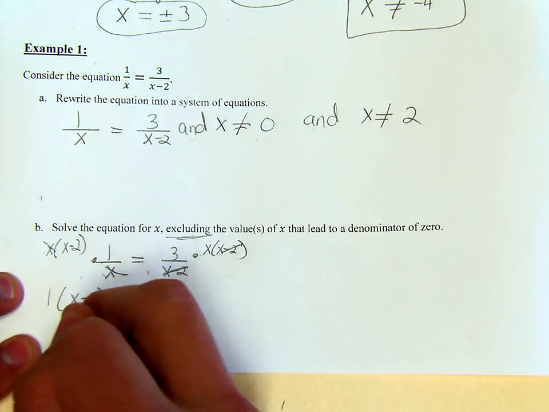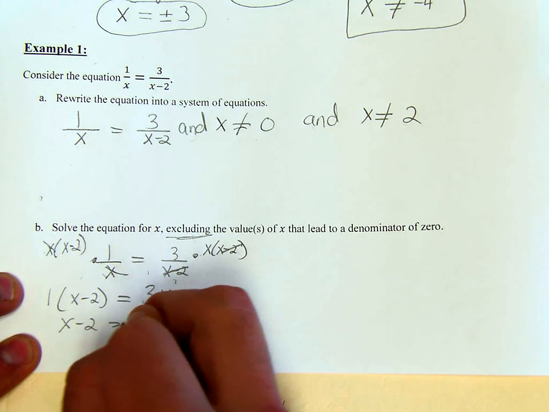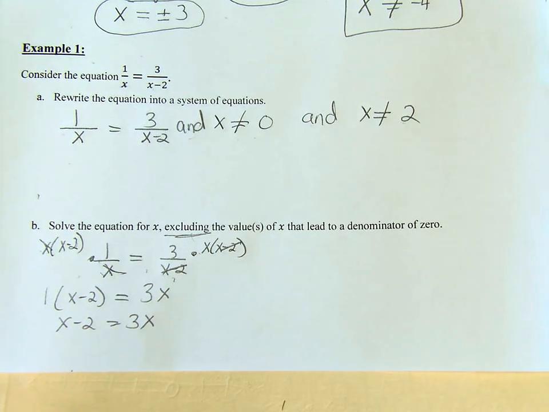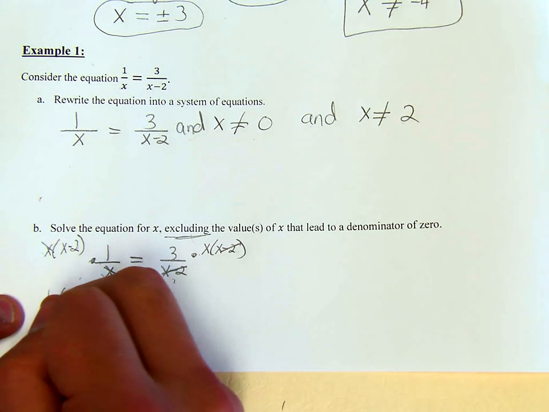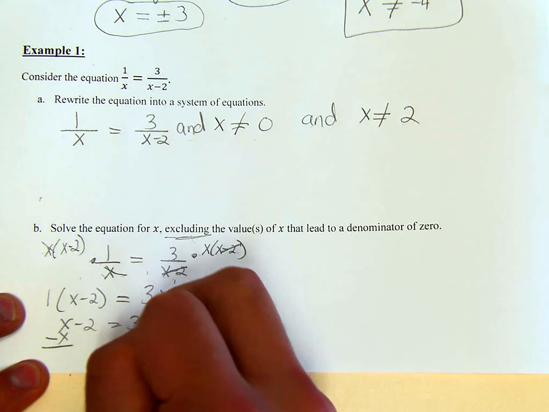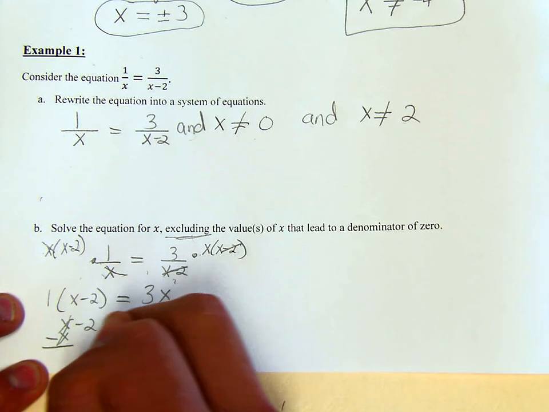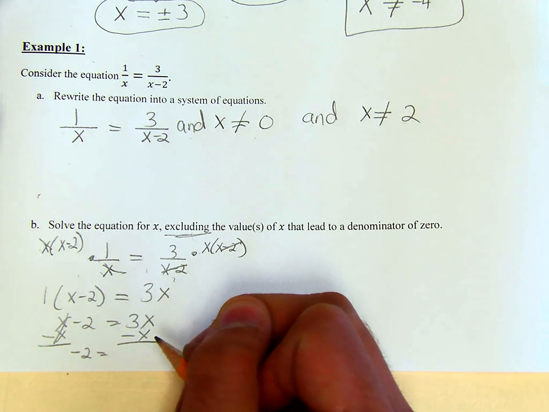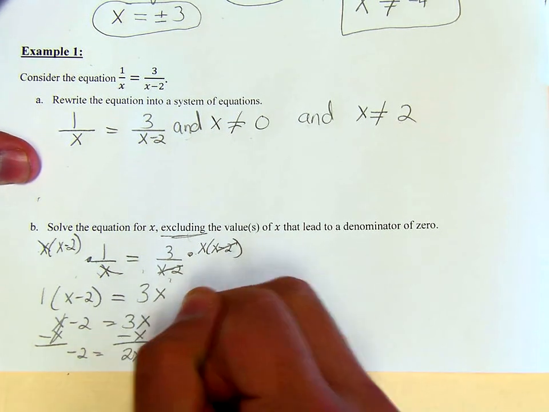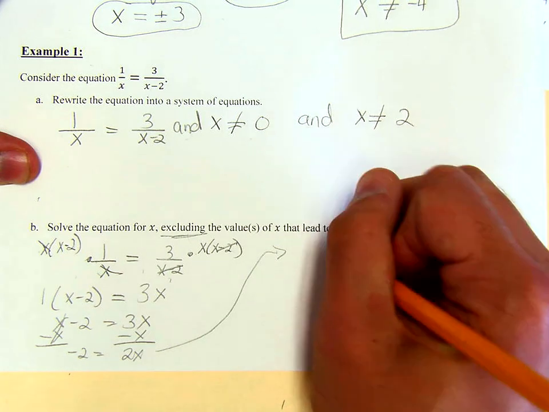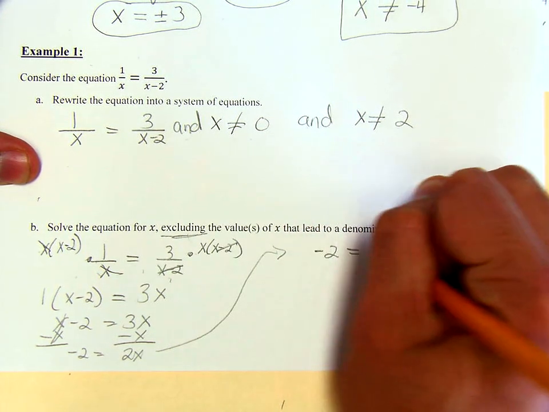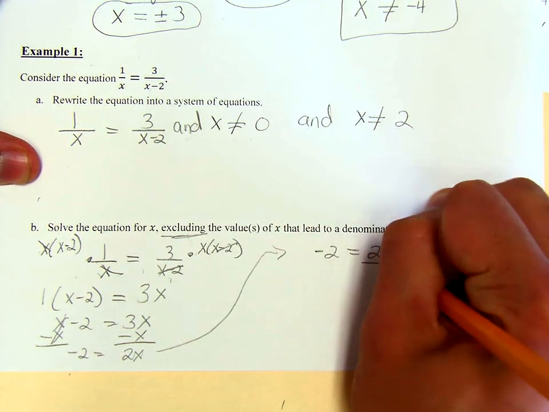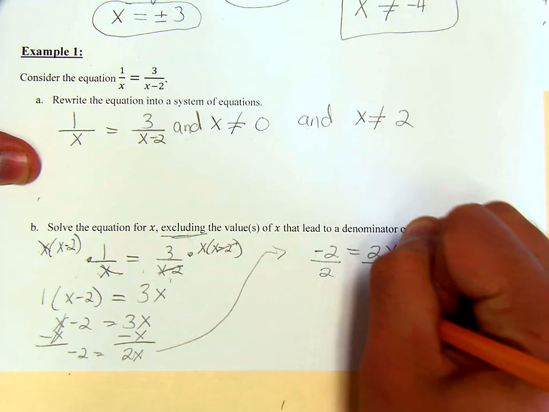Then what we have to do is we just have to solve for x. So in this case, I'm going to subtract x. So I get that negative 2 is equal to 3x minus x, which is 2x. So if we have negative 2 is equal to 2x, we divide by 2, and we get that x is equal to negative 1.